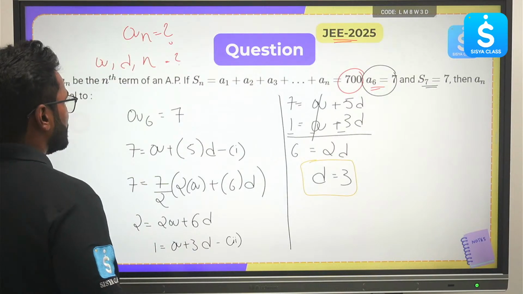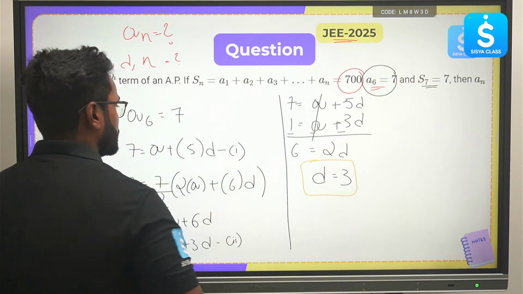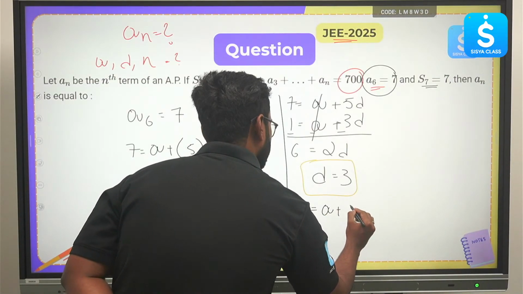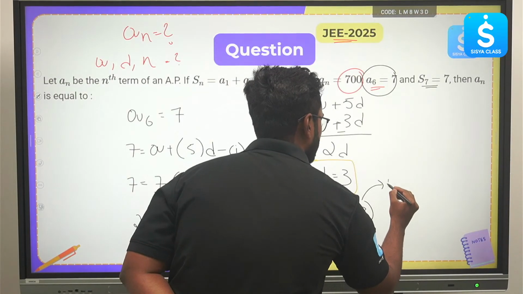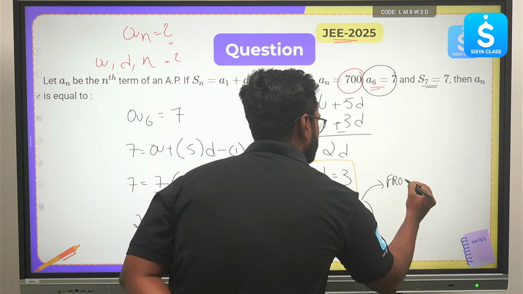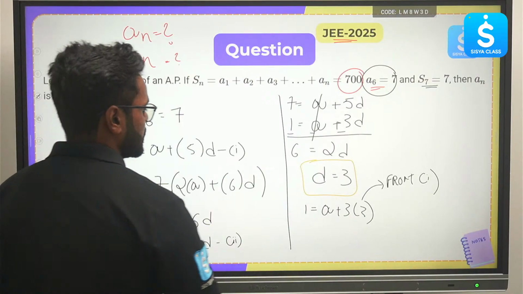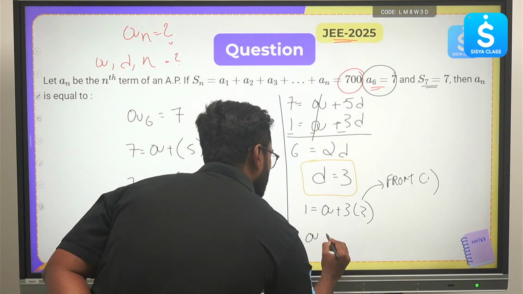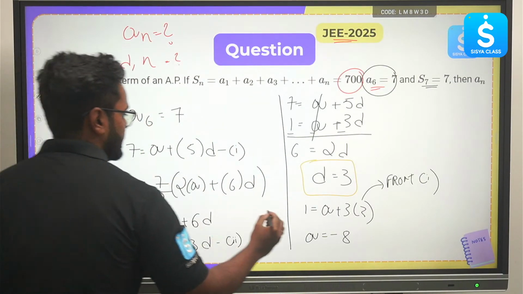Now, let us put this in equation 2. 1 equals a plus 3 into 3. From 1, let me write, this is from 1. What will we be getting for a? a would be 1 minus 9. a equals minus 8. Hope you understand till now. Right.